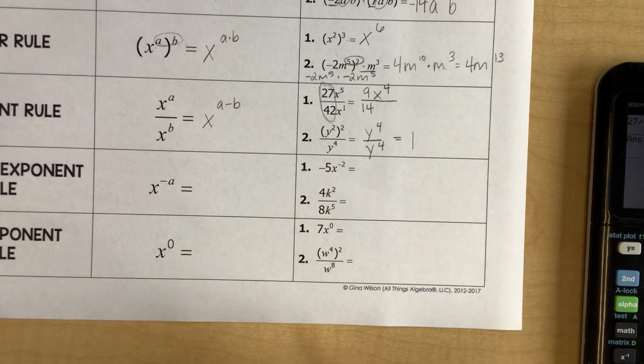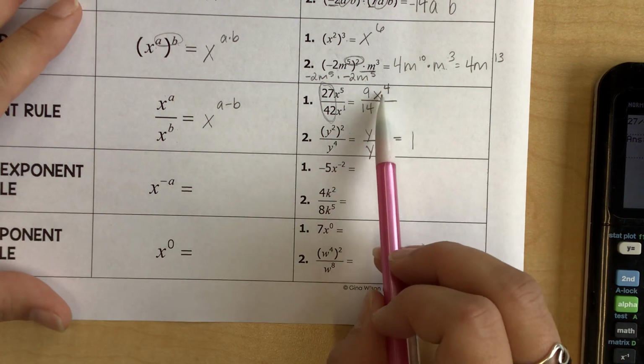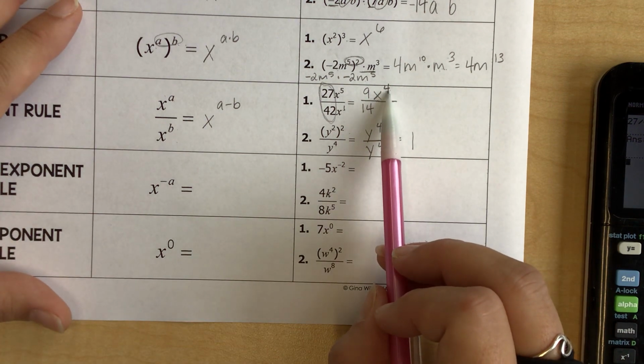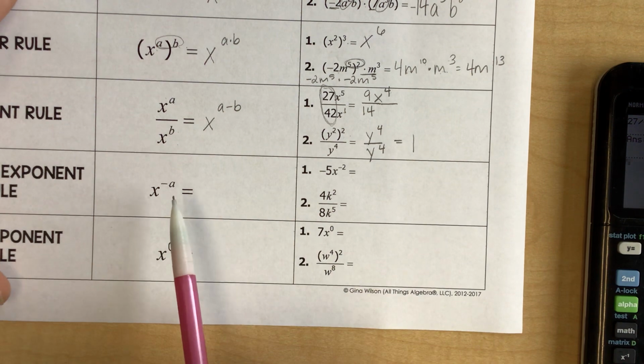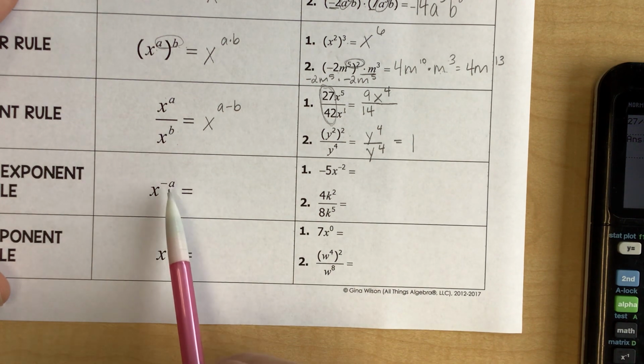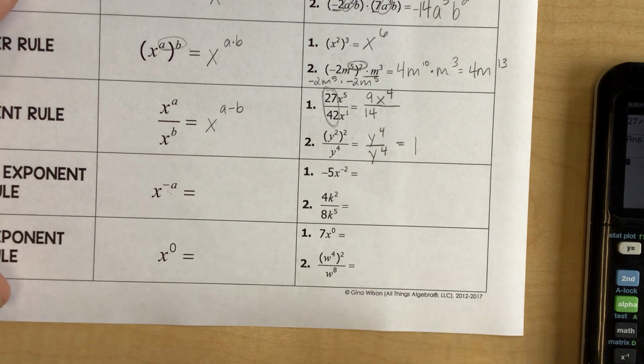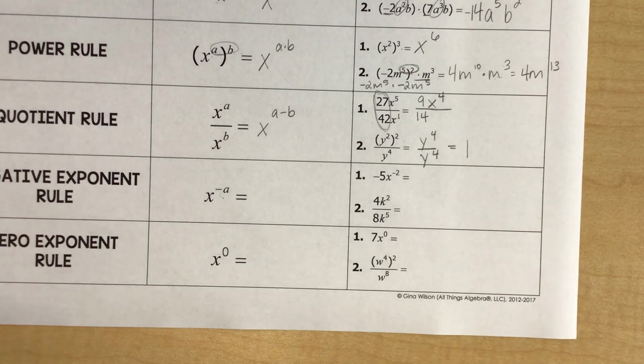Now, when you subtract, if it is a positive number, it goes on the top. The exponent goes on the top. Now, we'll talk about what happens when it's negative. So we have here a negative exponent. Now, we don't like negative exponents at all, right?